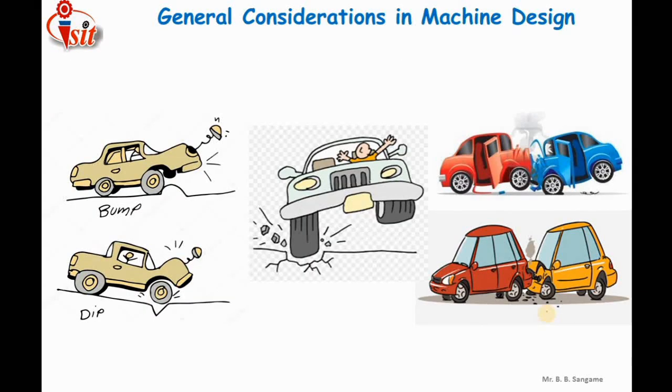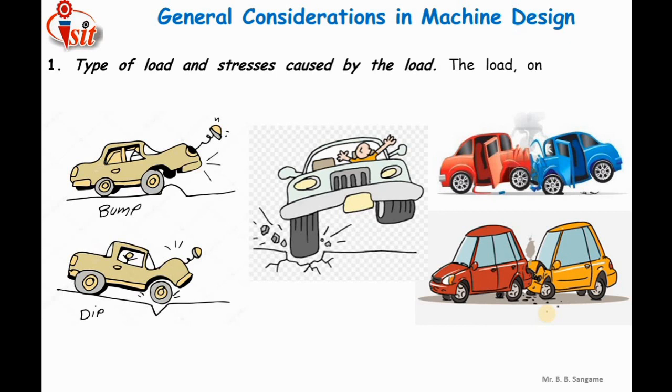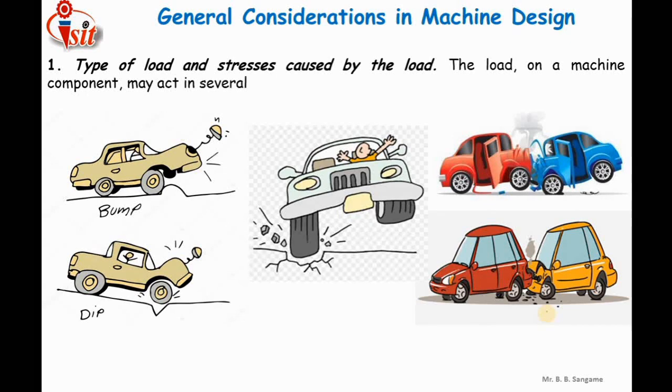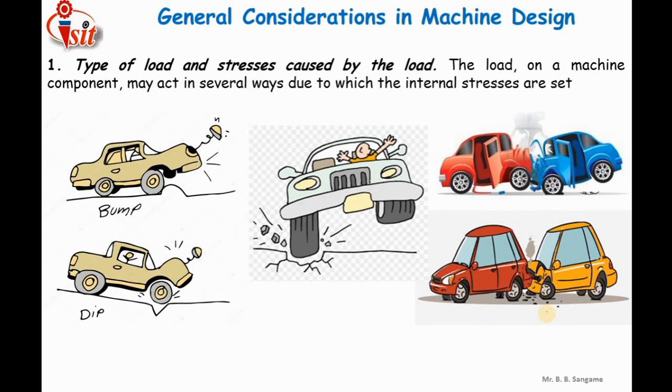Now let us discuss the general considerations in machine design. First is the type of load and the stresses caused by the load. The load on a machine component may act in several ways, due to which internal stresses are set up. In the previous lecture, we discussed the different types of load: static load, dynamic load, and suddenly applied and impact loads. The suddenly applied and impact types of load are unpredictable, so the failure possibility will be higher.